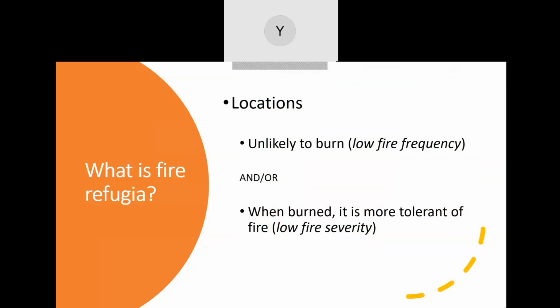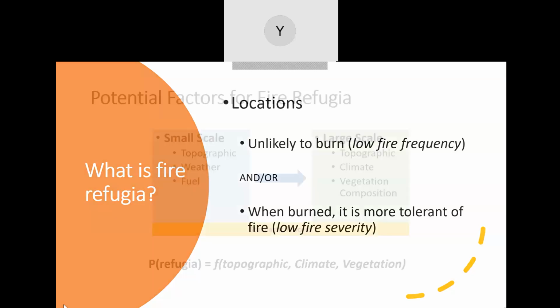So first of all, let's define what the fire refugia is that we're trying to map. There are two aspects to it. One is that it's not burned, or unlikely to burn, that's a low fire frequency. The other part is low fire severity. So when it burns, it's unlikely to burn at a high severity. So it provides a refugia for species and for vegetation. This is the definition we used for our mapping. That's our target population we want to find. Next slide, Ray.